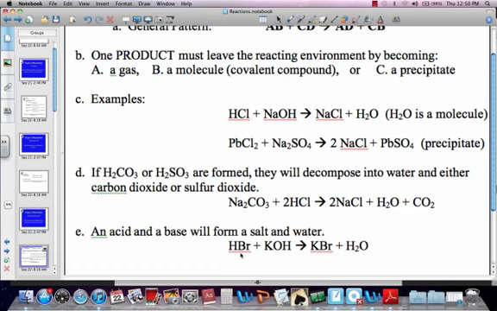Neutralization reactions, such as this one right here, involve an acid and a base. An acid and a base always produce some sort of salt, which is an ionic compound, and water.